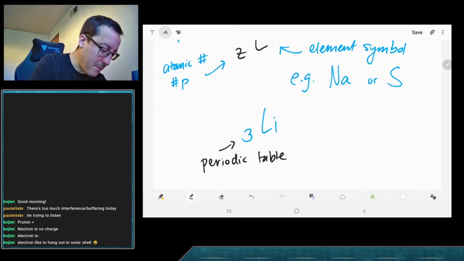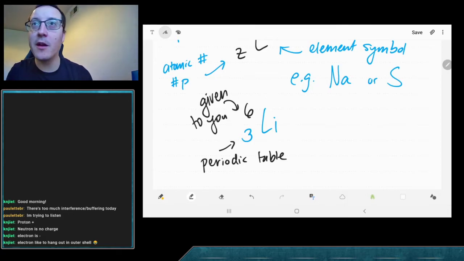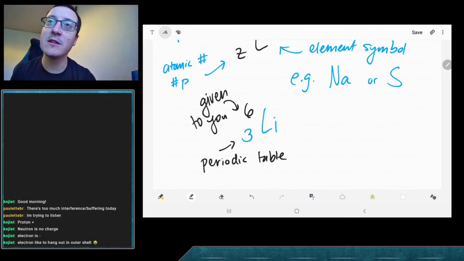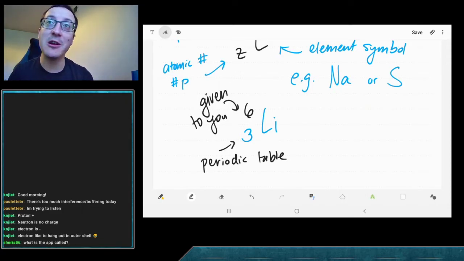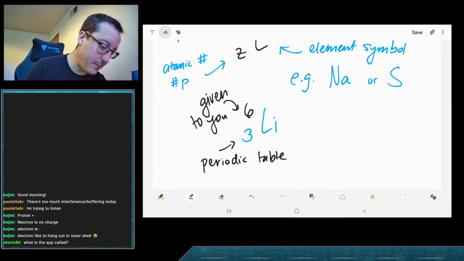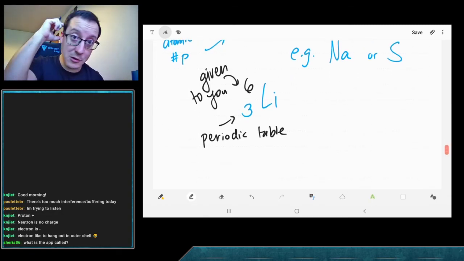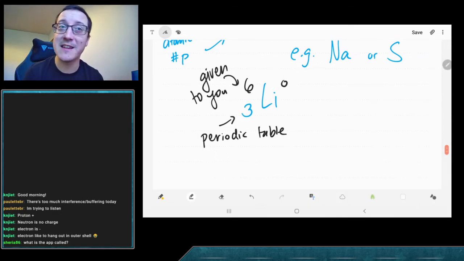This one, the mass number, I could say maybe is 6. This one would be given to you. Nowhere on the periodic table for lithium are you going to see a 6, and we'll explain next week why we don't see a 6 there. And let's say that this lithium is neutral, so there's no charge. Typically, if there's no charge, we could write a 0 there.